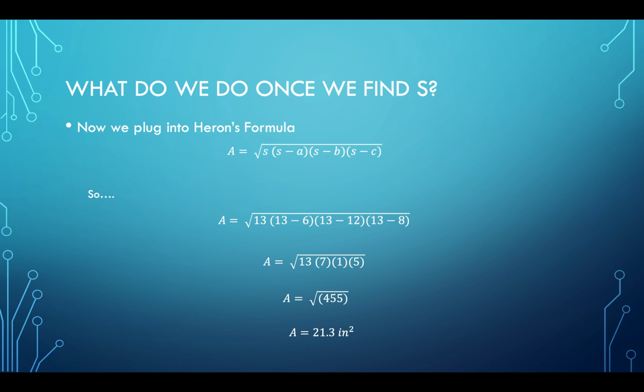Now, because we have the square root, we take the square root of 455 and we get 21.3 inches squared. Because that triangle was labeled with inches, keep it as that when we deal with area. Area is whatever unit we have squared. So our unit for this particular triangle was inches. So our area for this triangle is 21.3 inches squared.